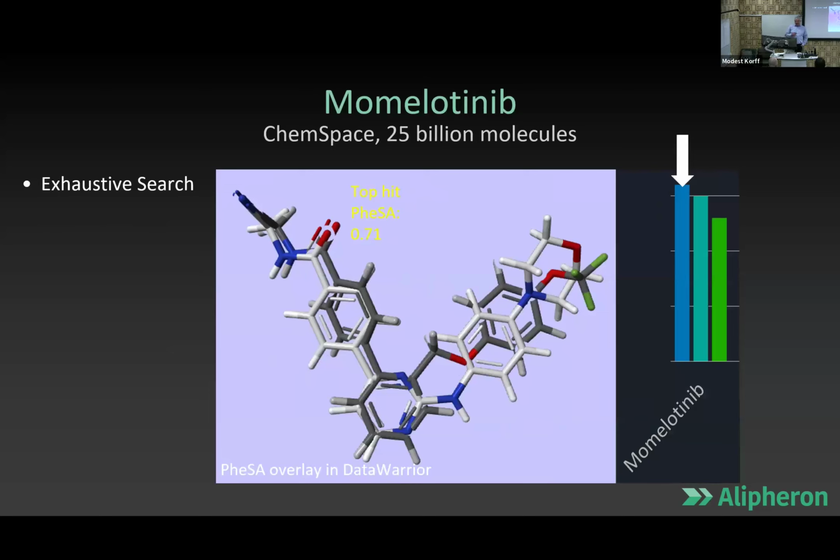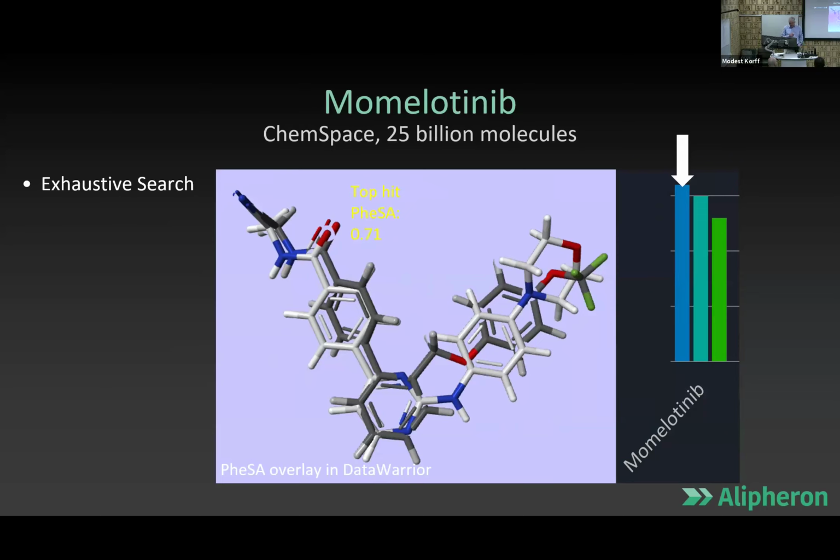The bright molecule is the drug molecule. What we were searching in analogues, the dark molecule, is the best hit we found. And here we have the top hit, FESA is 0.71. The best hit was found in the ChemSpace in the 25 billion molecules. We were searching exhaustively. This is possible with our algorithm.